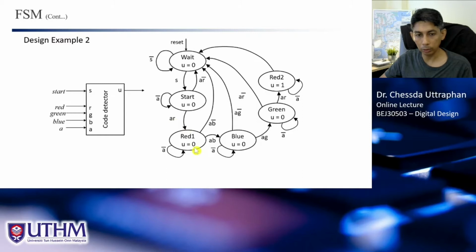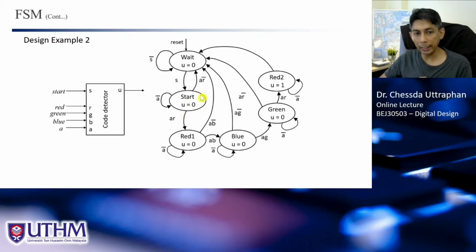Then you go to the next state. But if A equal to 0 means that there is no press. When no press, no other button is pressed, it means that you wait for the button to be pressed. But if you press, means that A is activated, right?